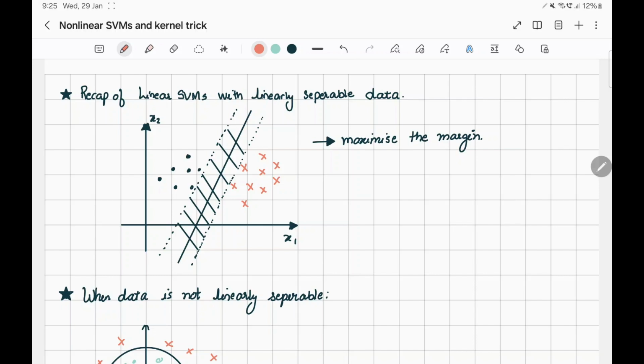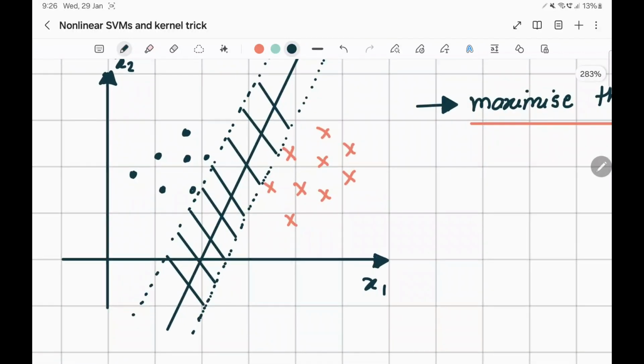So imagine you have 2 sets of points here, and the data is evidently linearly separable. A linear SVM finds the best straight line that separates these 2 classes with the widest possible margin. So that is what we do here: maximize the margin. This line acts as a decision boundary, and the points closest to this line are called the support vectors. In this case, this would be a support vector, and probably this would be a support vector.